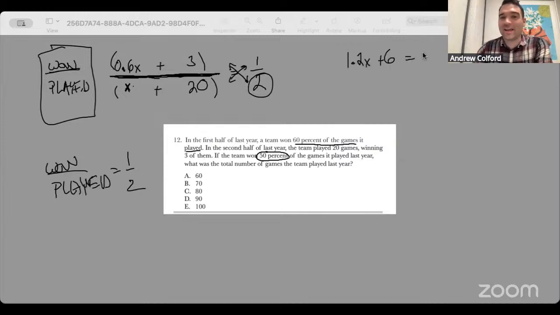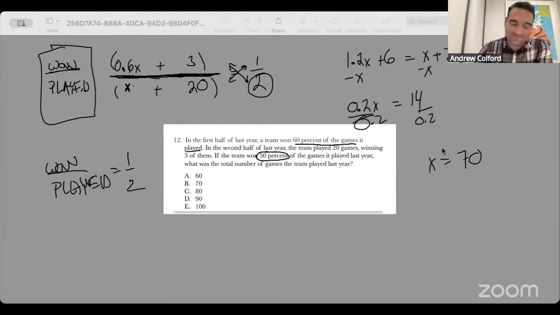And then over here, I get x plus 20, like that. And then I subtract x, or 1x, from both sides. I get 0.2x equals 14. And I think when I divide that by 0.2, yeah, I get 70.